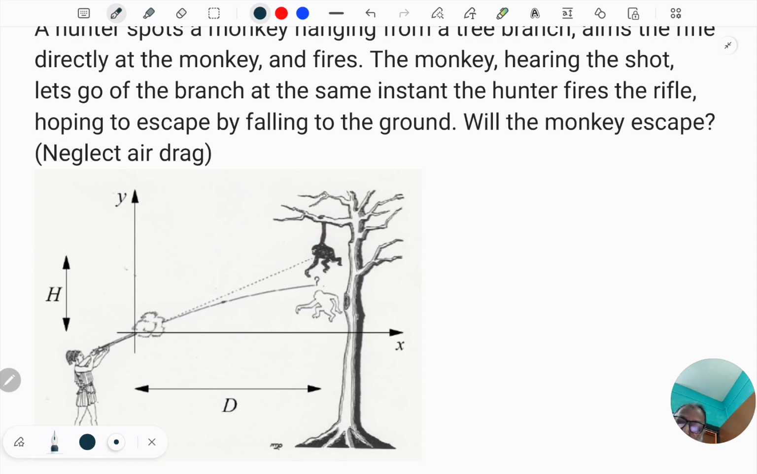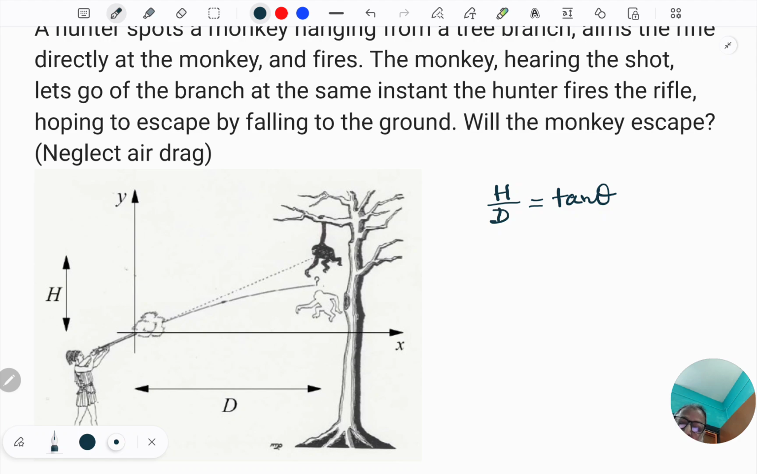If the line of firing of the bullet makes an angle, say theta, with the horizontal, then h by d is tan theta. Yes, we can write h by d is equal to tan theta, where theta is the angle of projection of the bullet.